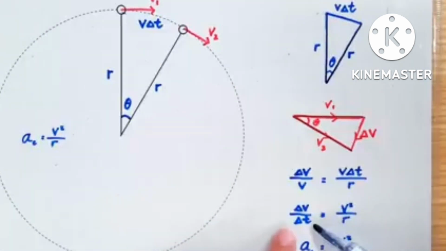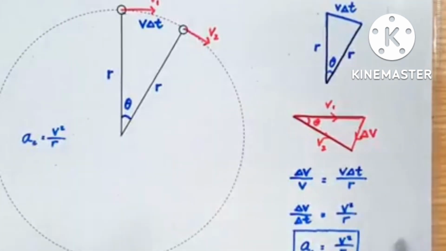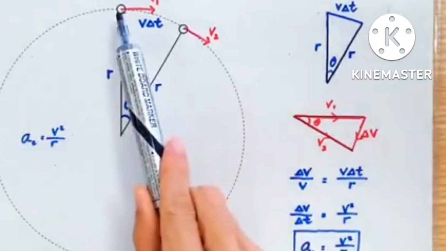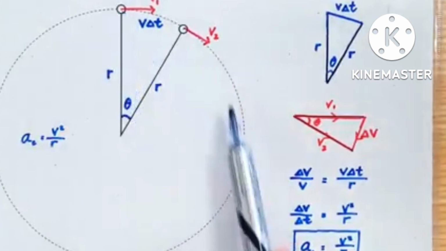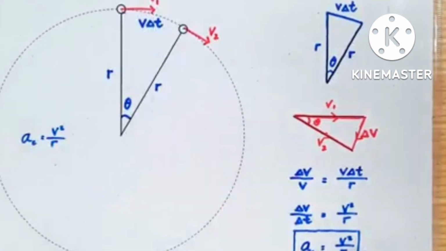When delta t is small enough, delta v over delta t is actually the instantaneous acceleration, which is v squared over r. So with some simple geometry, we have shown that when an object is doing circular motion at a constant speed v, radius r, then its velocity is changing at the rate of v squared over r.